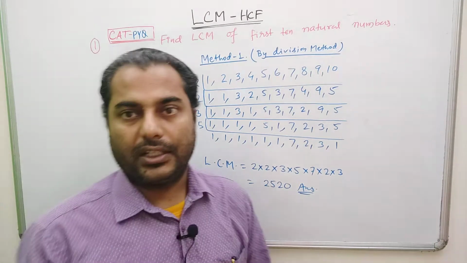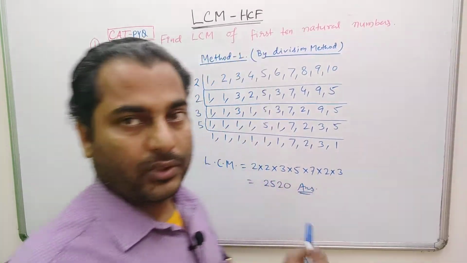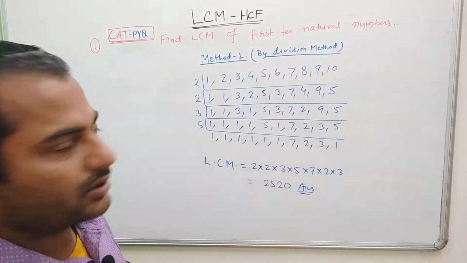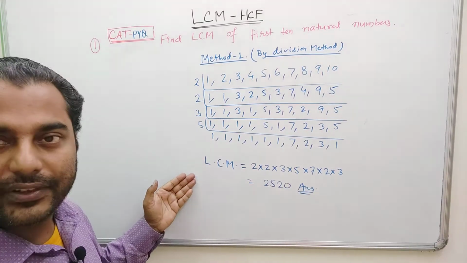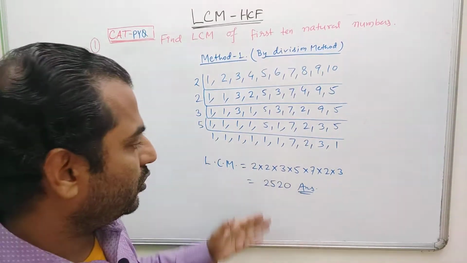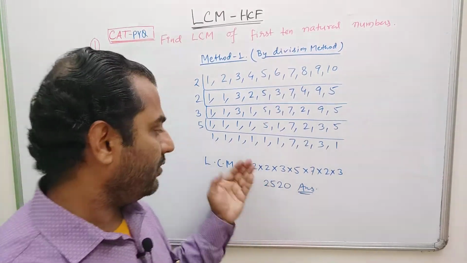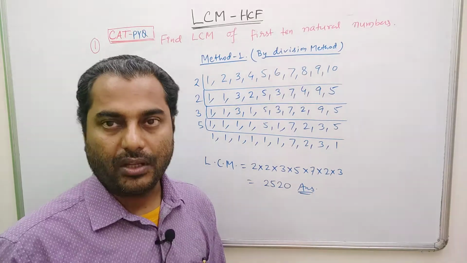So this was the final answer of this question. Now, what is so important with respect to this question? Why did I take this question to discuss? First of all, this method involves the traditional method of division and finding the LCM. It is a lengthy, time-consuming method, and the chances of making a calculation error are very high.